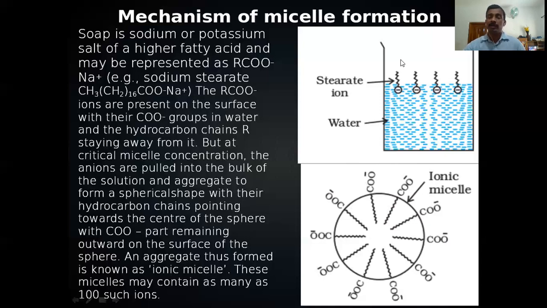So in dilute solution, it will be simple electrolytes. And as the concentration increases and when it reaches the critical micelle concentration, such aggregate molecular formations will occur. So now it is an ionic micelle because it has a negative charge. As the concentration increases, the negative charges will repel each other. That is why the anions are pulled into the bulk of the solution and aggregate to form a spherical shape. Okay, I think it is clear.